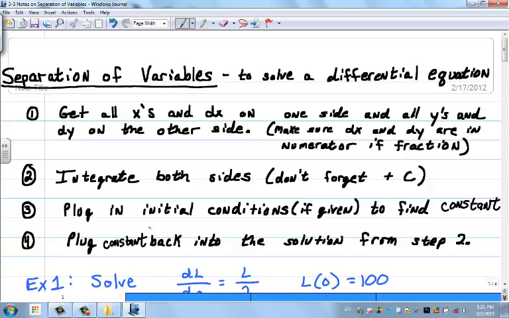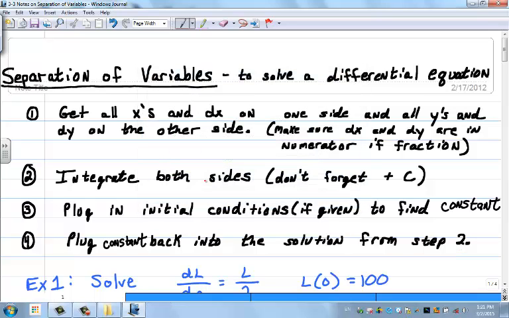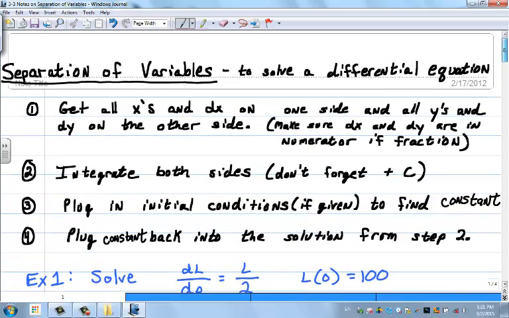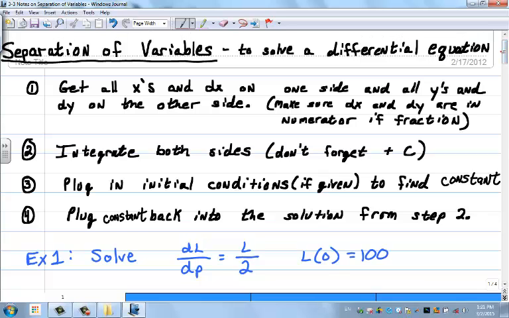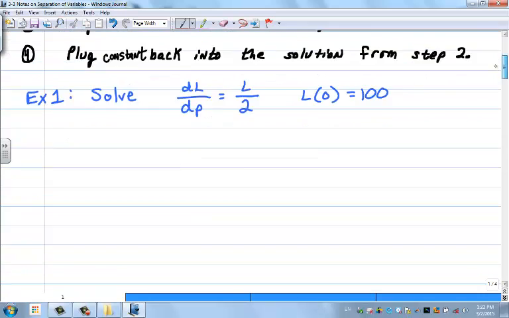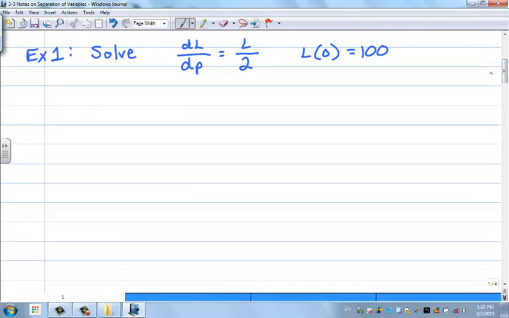Next, plug in the initial conditions if given to find the constant, and then you plug the constant back into the solution from step 2. And once you've plugged the constant back into the solution, you have a solution of the form independent variable equals dependent variable times something plus something, or whatever, some sort of an equation. Alright, so example 1, go ahead and pause the video and take those down. And then we'll do example 1.